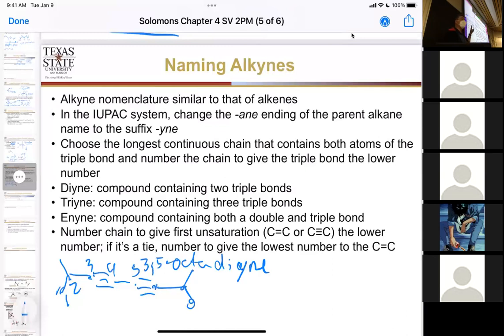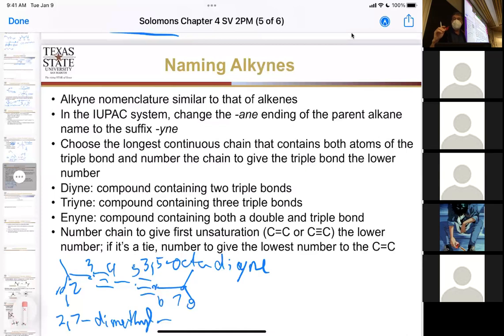But we still have 2 more carbons, which are methyl groups. And so this is the 5, 6, 7. And so we have to add to the front 2,7-dimethyl-3,5-octadiyne. Questions on that? So that's pretty cool that it's nice and symmetrical.